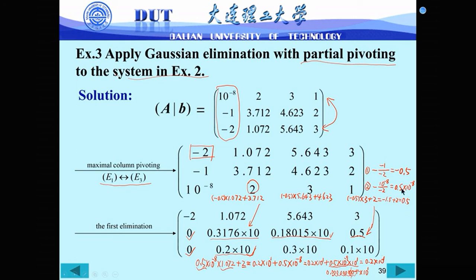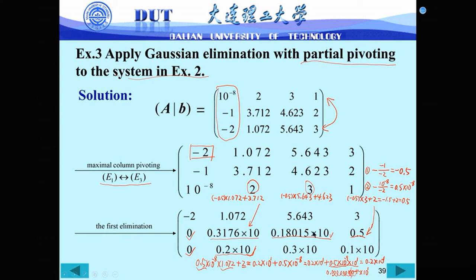The multiplier here is 0.5 multiply 10 to minus 8, and multiply this number, add to 3. Okay, so 3 here, compare with this small number. 3 is bigger number, so you will obtain just a bigger number, 0.3 multiplied 10. And also, this number is obtained by 0.1 multiplied 10 to 1. It's okay? Clear? Okay, now this is first step. Partial pivoting and first elimination in step 1.